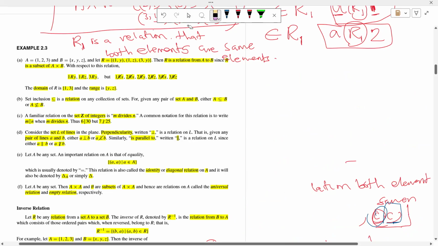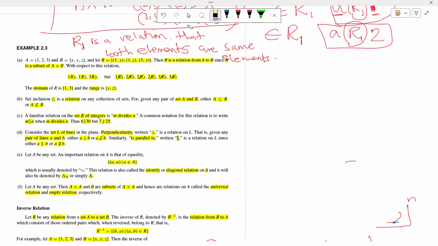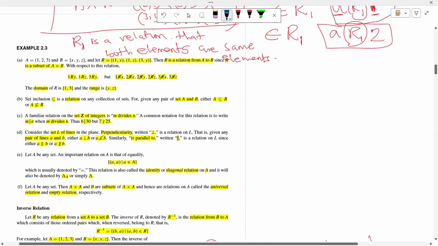Any questions? So domain means the first element of a relation. In a relation, you have a number of pairs. If you take the first element of that ordered pair, that is a domain element. If you take the second element of that particular pair, that is a range. So now we will look at some examples.